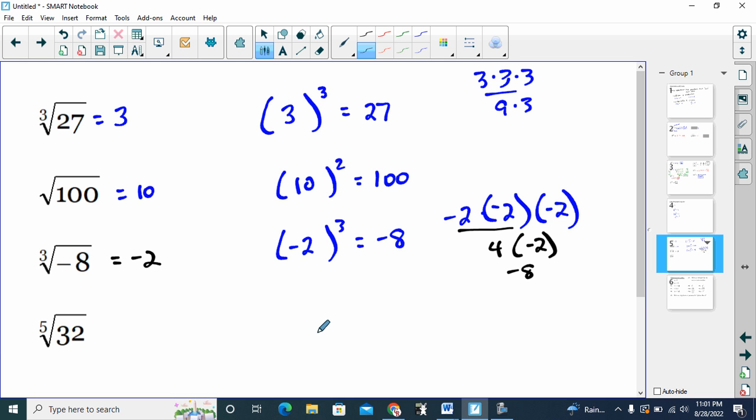The fifth root of 32. This is one we may not be real sure what to the fifth is 32. Try something. It can't be too big because we have to multiply something by itself 5 times. Well, it can't be 1 because 1 times 1, remember, is always 1. So the next one you might try is 2. 2 times 2 is 4. Times 2 is 8. Times 2 is 16. Times 2 is 32. So it is indeed 2.